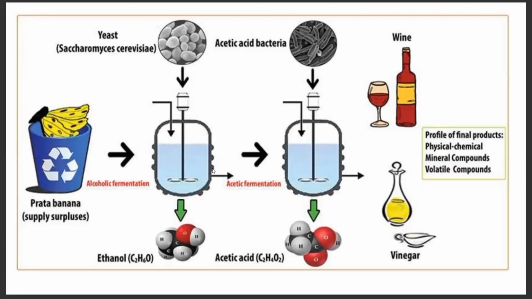Alcoholic fermentation, then we can get ethanol. Who do we use? Yeast. Then it undergoes again when ethanol oxidizes, it produces acetic fermentation. This is done by acetic acid bacteria. And you get vinegar.